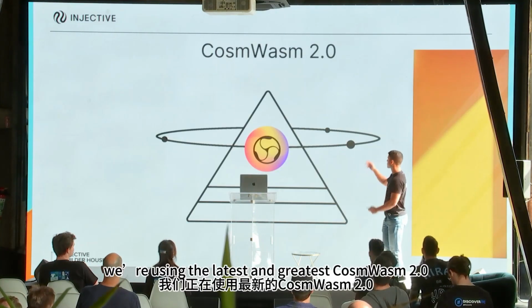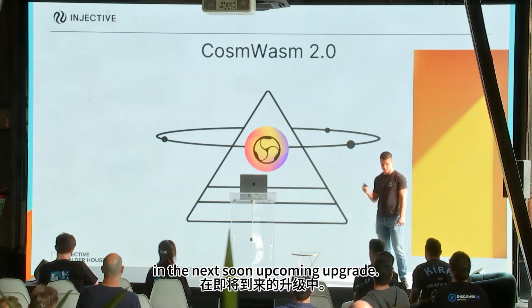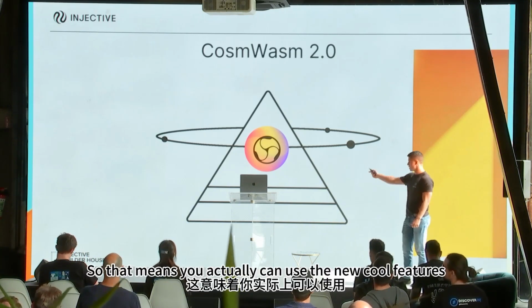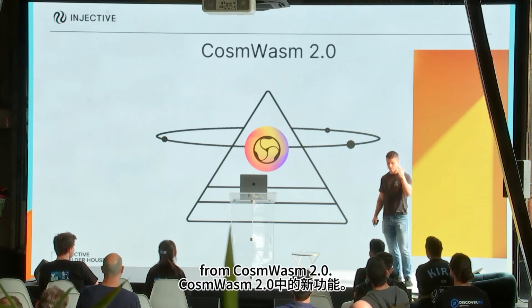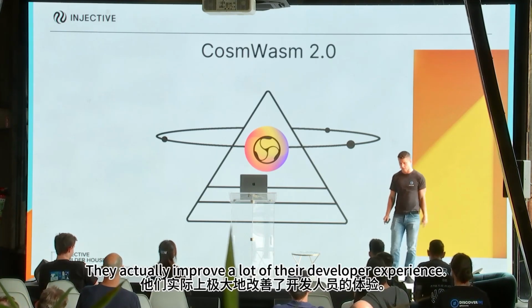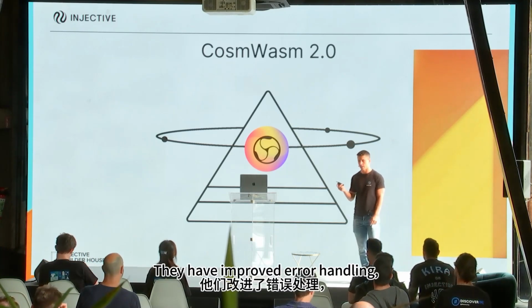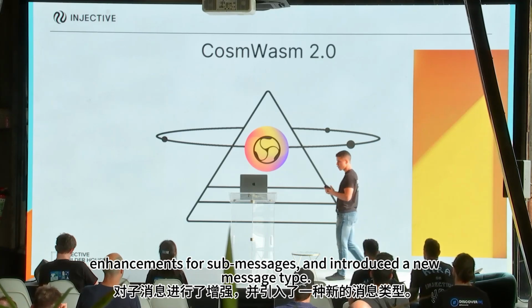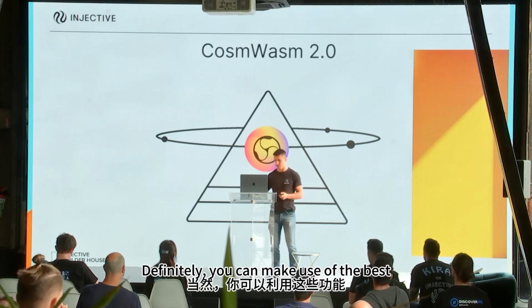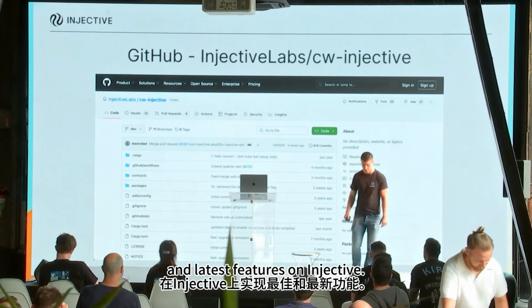On Injective, we're using the latest and greatest CosmWasm 2.0 in the soon upcoming upgrade. That means you can use the new cool features from CosmWasm 2.0. They improve the developer experience a lot. They have improved error handling, improvements for the submessages, and a new message type. So definitely, you can make use of the best latest tech on Injective.